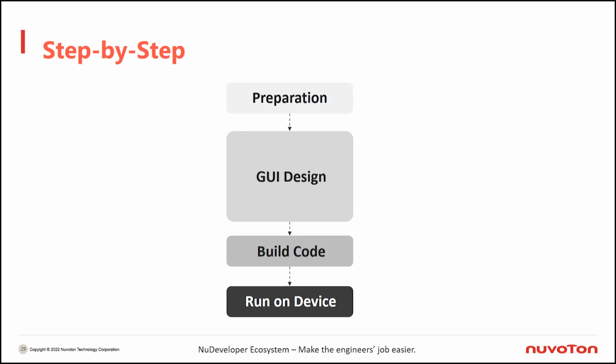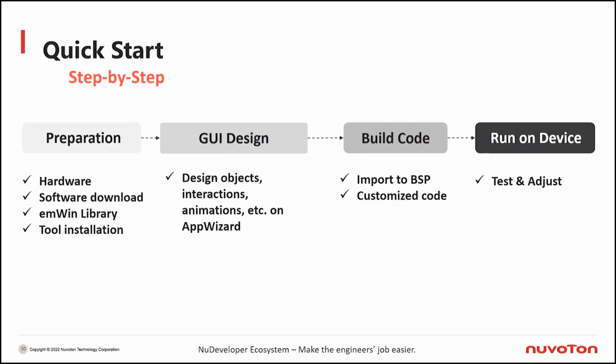In this video, we will go through 4 parts to explain how to use the AppWizard tool to complete an app flow. First, in step 1, we need to prepare the necessary hardware and software. Then in step 2, we can use the AppWizard tool to design the GUI. After completing the design, in step 3, we can generate the code directly and import it into the board support package. In this way, we can use the existing sample code structure without additional coding. And of course, you can also add custom code to enhance functionality. And finally, we will demonstrate how to run the design on the device to complete the entire app.